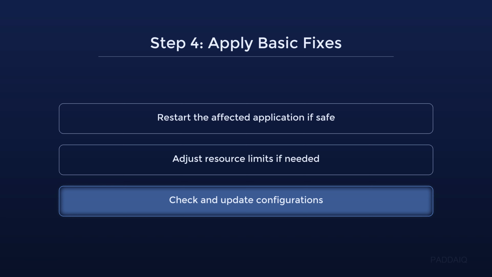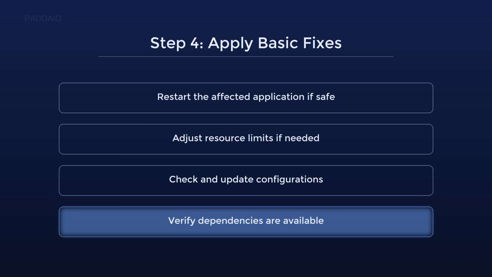Check and update configurations. This means verifying your SAP BTP service settings are correct and match your requirements. For instance, if an application cannot connect to a database, you would check the destination configuration for the correct URL and credentials. Ensuring your configurations are accurate resolves many common issues quickly.